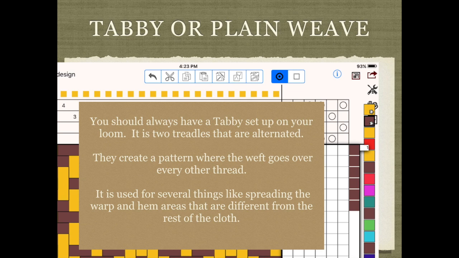You should always have a tabby or plain weave set up on your loom. It's 2 treadles that are alternated. They create a pattern where the weft goes over every other thread. It's used for several things like spreading the warp and the hem area if you want it to be different from the rest of the cloth. As you can see, those are the 2 extra treadles that are not part of the pattern.